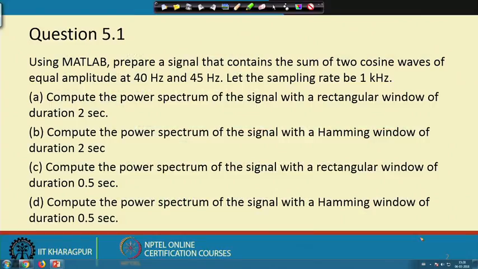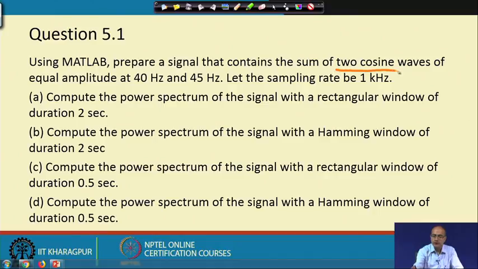Now, we will go through question number 5.1. The task here is that we have taken two cosine waves which are closely spaced, of equal amplitude. They are of frequency 40 and 50 hertz. That means they are closely spaced and they are sampled with a 1 kilohertz sampling frequency. That means they are sampled at a much higher sampling rate.